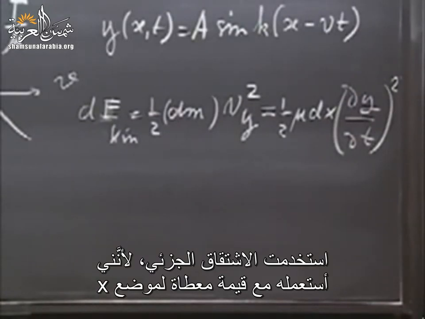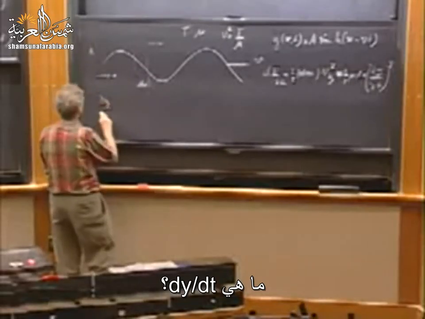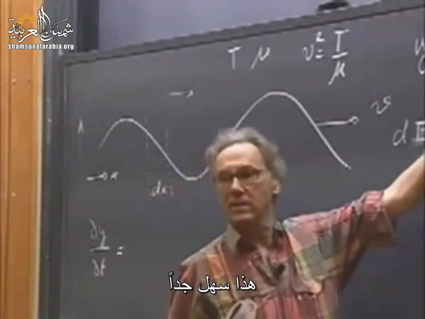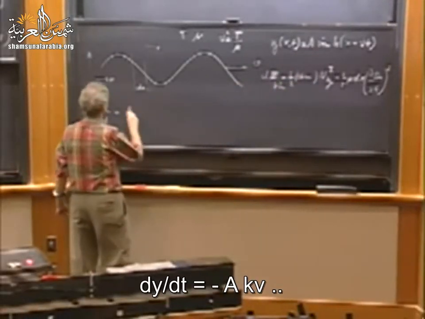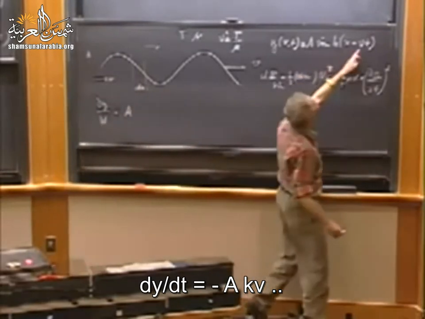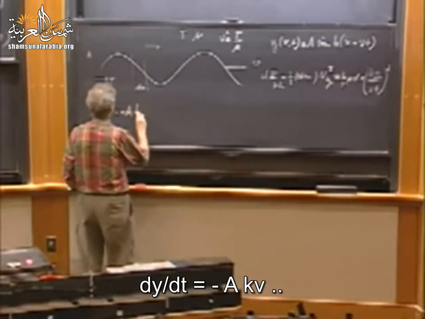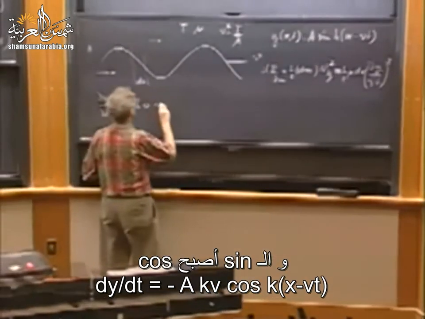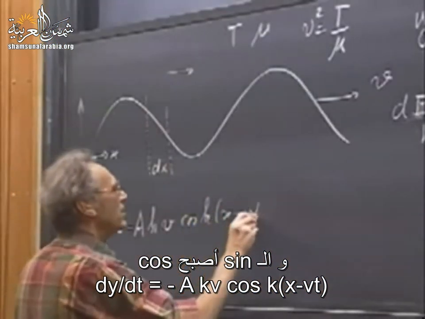So what is partial y partial t? Well, that's easy. That's a piece of cake. There is my function. So I get an A. Then I get a k and a minus v. So I get a minus and a k and a v. And then the sine becomes a cosine. And so I get k times (x minus vt).